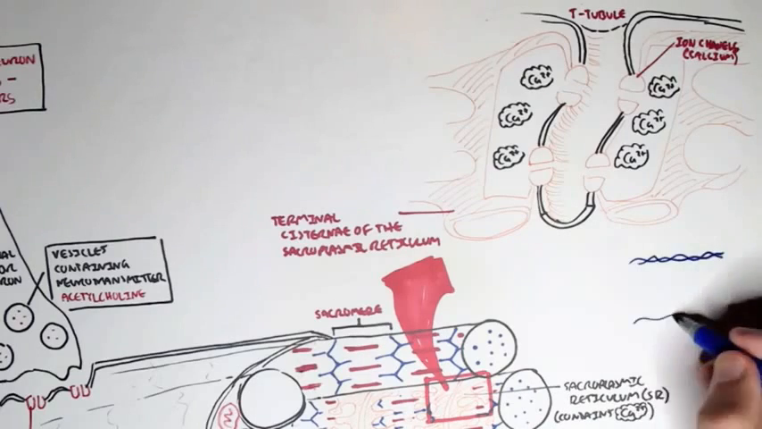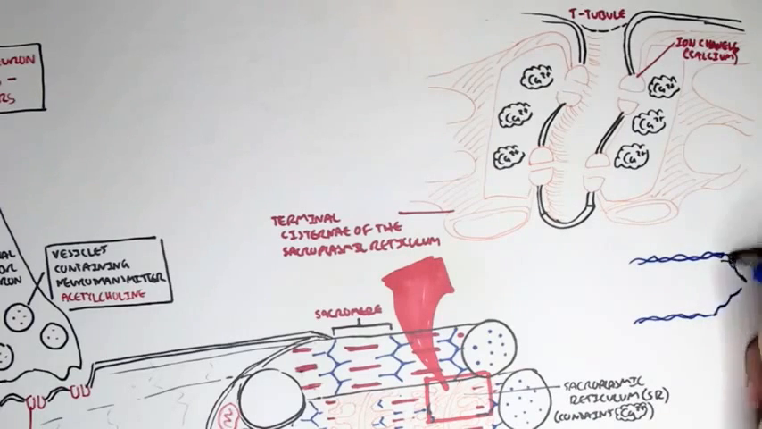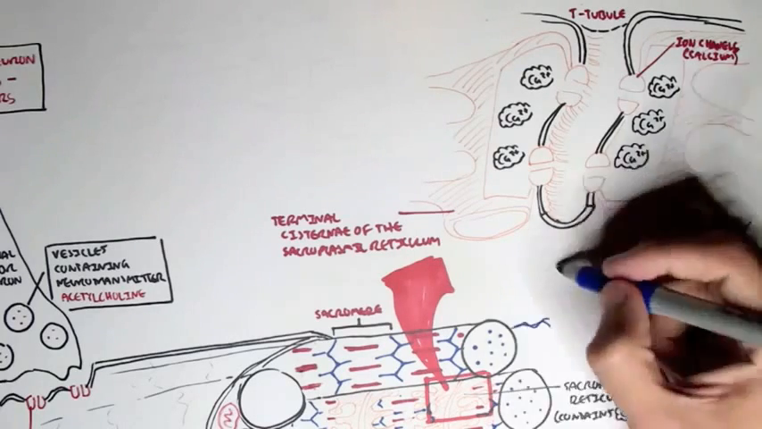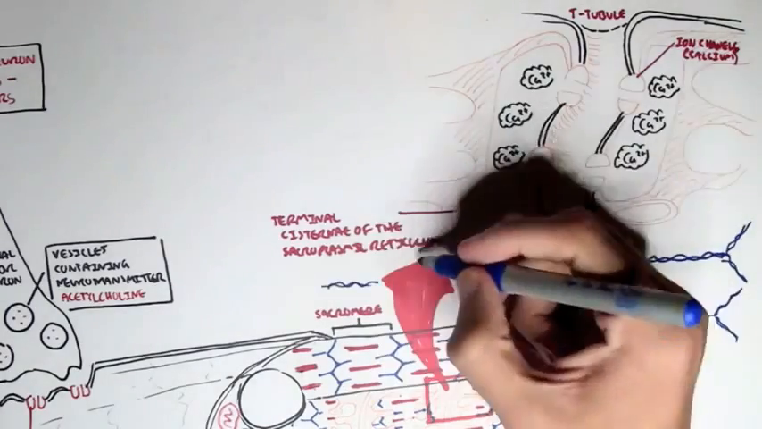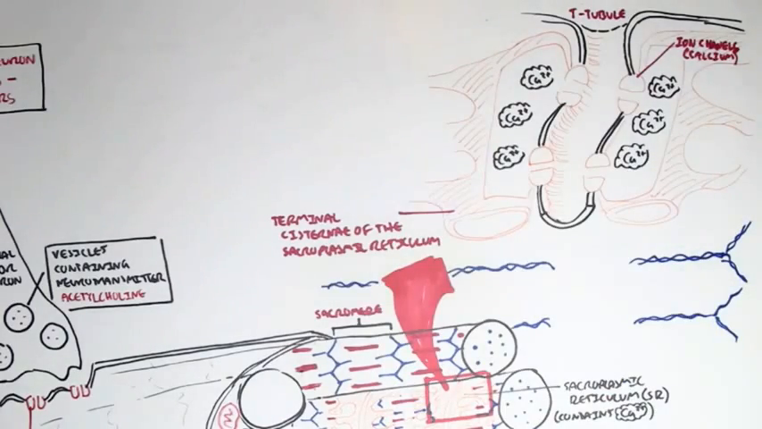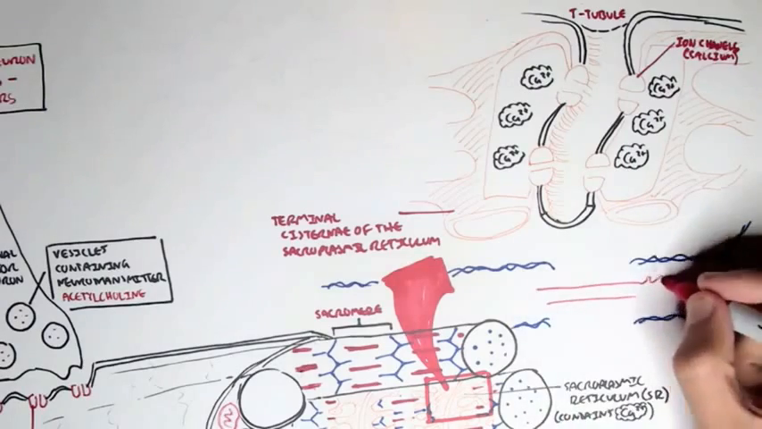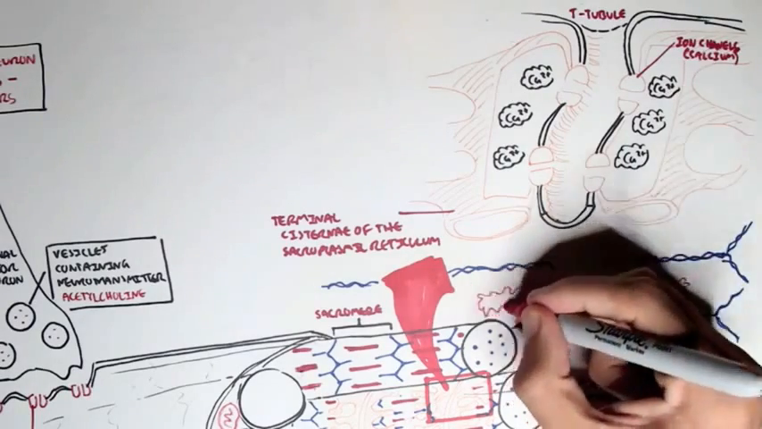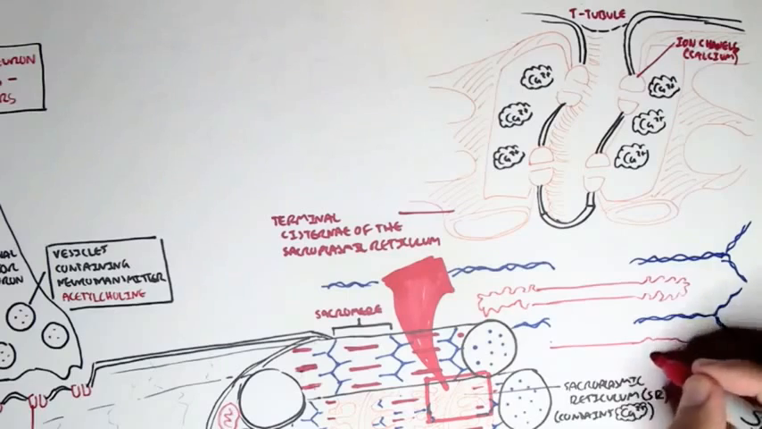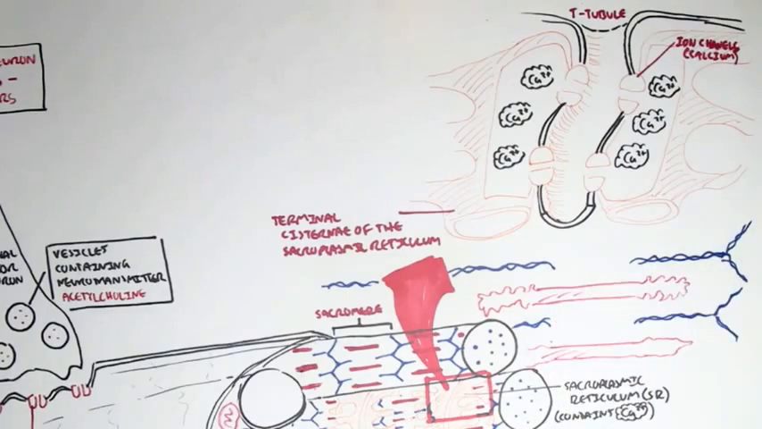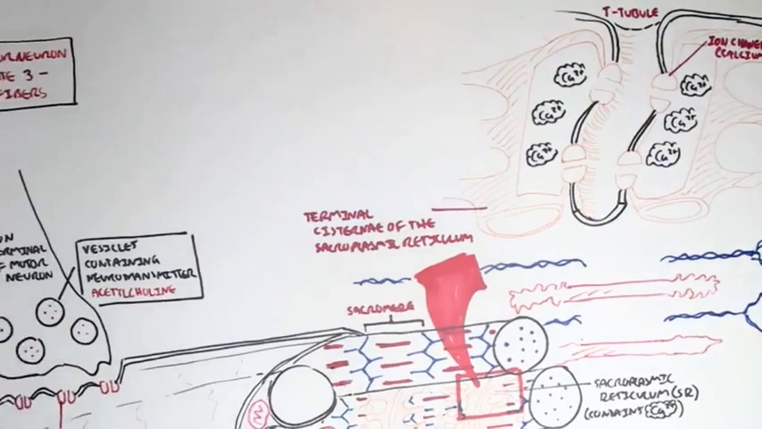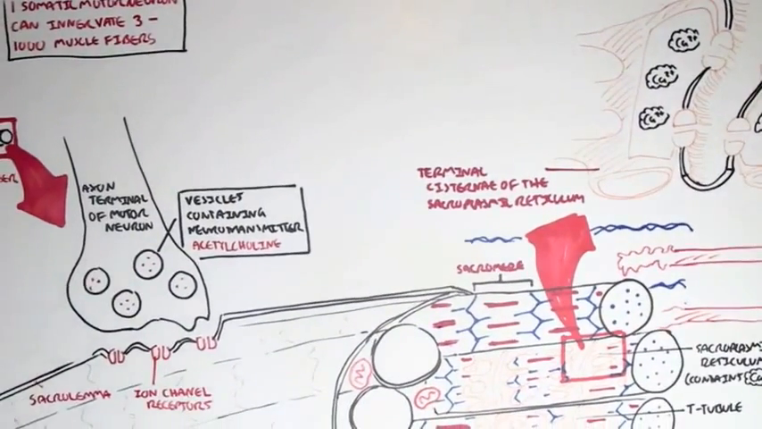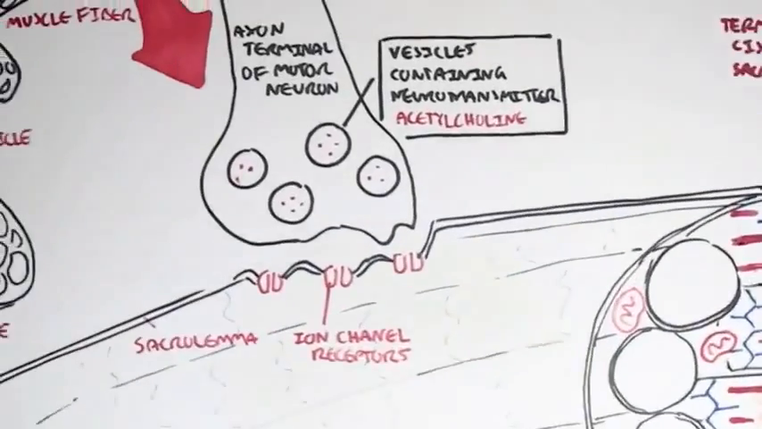And here, of course, beneath this T-tubule, or within the myofibril, we have the thin filaments and thick filaments. And the thin filaments require calcium in order to initiate muscle contraction. But remember, the calciums are still within the sarcoplasmic reticulum. So how do these calcium ions come out? Well, let's have a look.